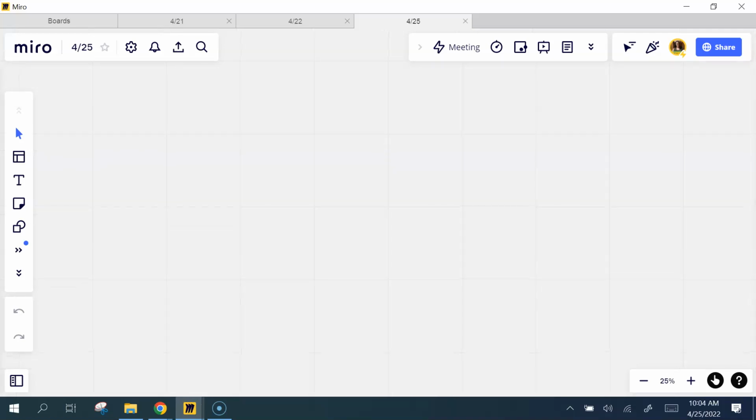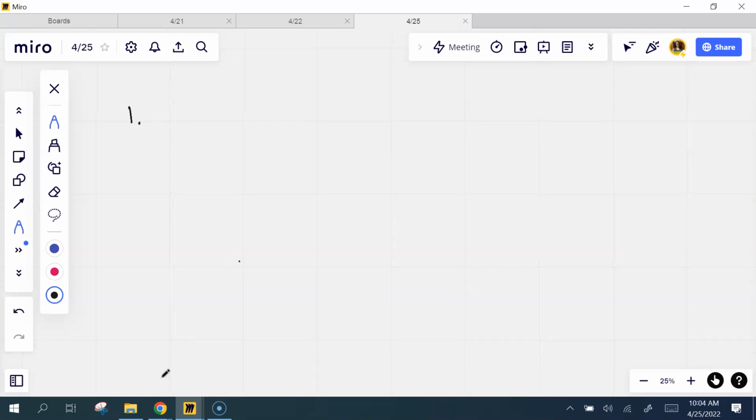The sheet from Friday. Number 1. Aiden says number 1 to start with, just to see.